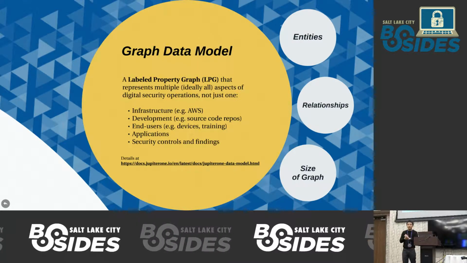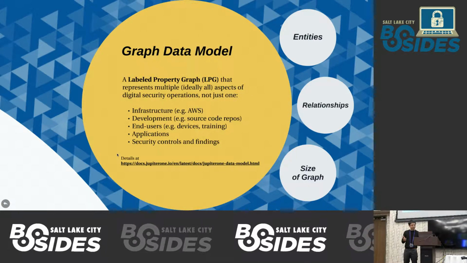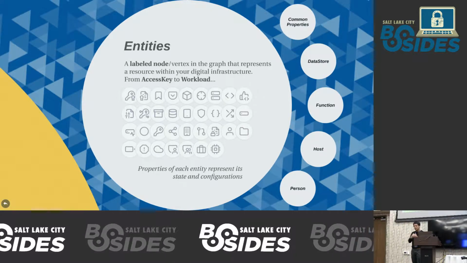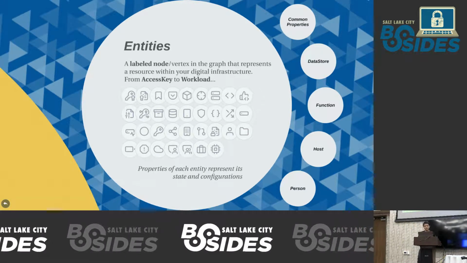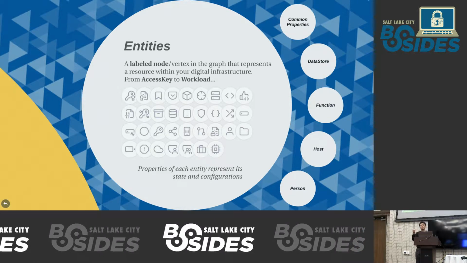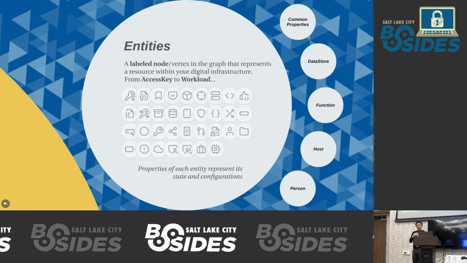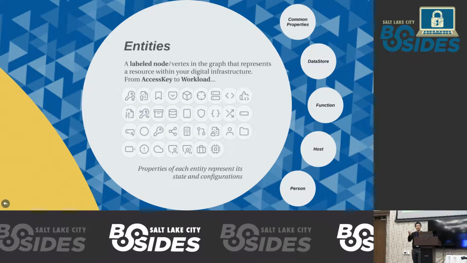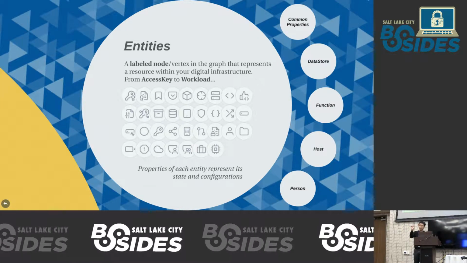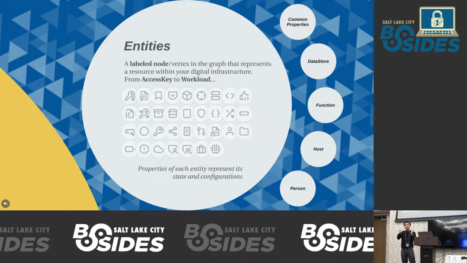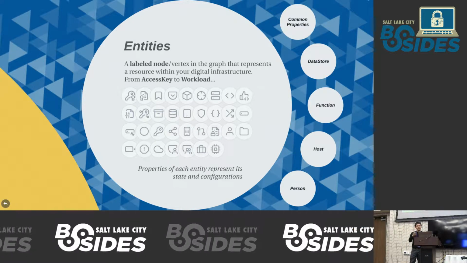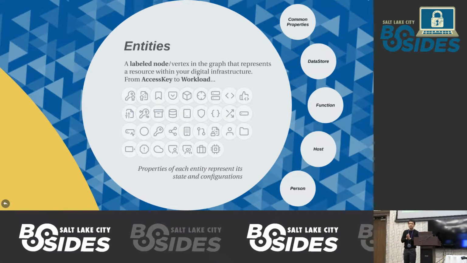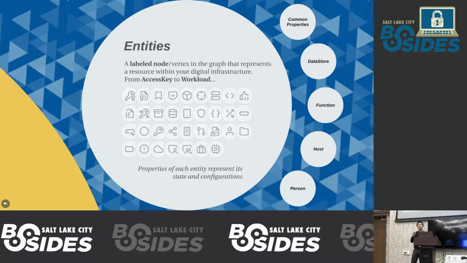Now, that's what I mean by this graph model. We'll go deeper into that. And what this graph model has, and this is what we've built for our internal operations and Jupyter-1 as well, is a set of entities and relationships. When I say entities, the entity is a labeled node in the graph, a vertex in the graph, and each entity represents a single resource within your digital environment. It could be a user, a person, an employee, an access key, a data store, a workload, and things like that. So there's a whole set of entities that would represent your environment.